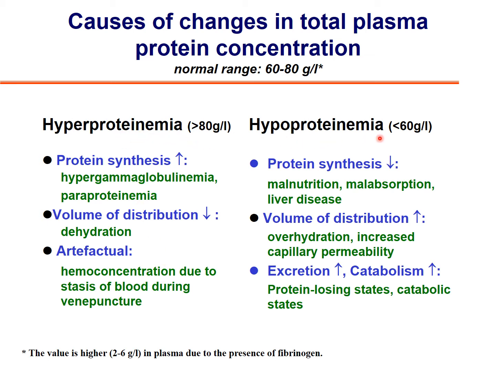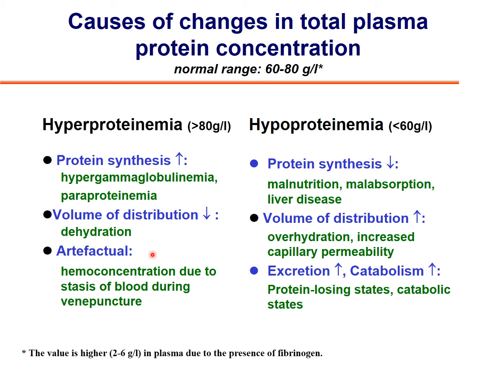Hypoproteinemia mostly is due to decreased protein synthesis, such as malnutrition, malabsorption, or liver diseases, or when we have increased excretion or the catabolism increases, such as in protein losing states, such as nephrotic syndrome, or a catabolic state when we are going to catabolize the protein. But when we look at the volume in which the protein is distributed, it's going to increase: overhydration, increased capillary permeability. This is what we have.